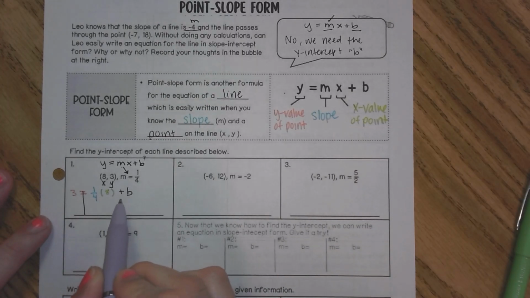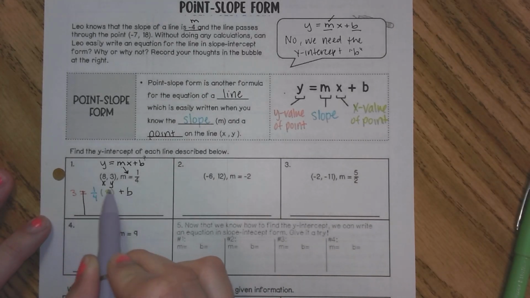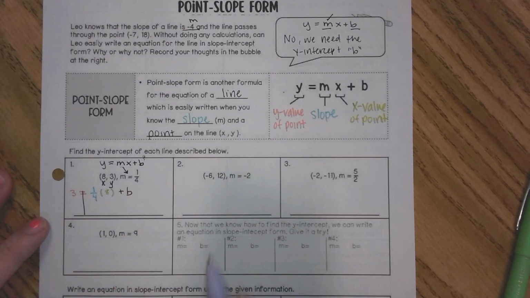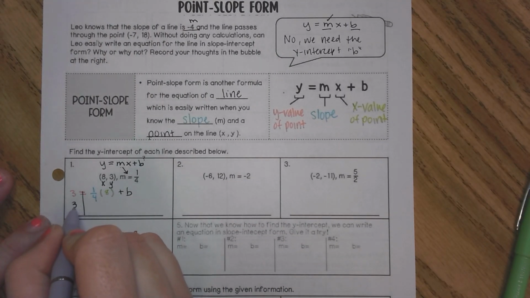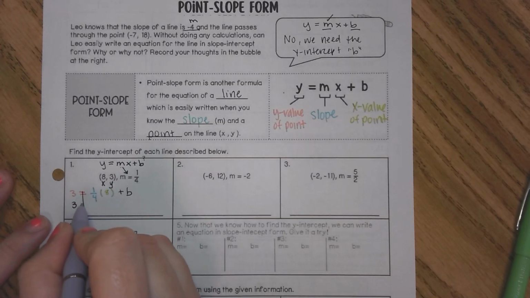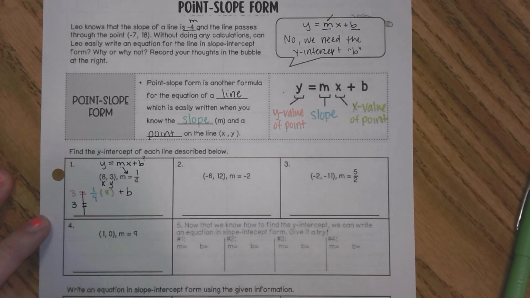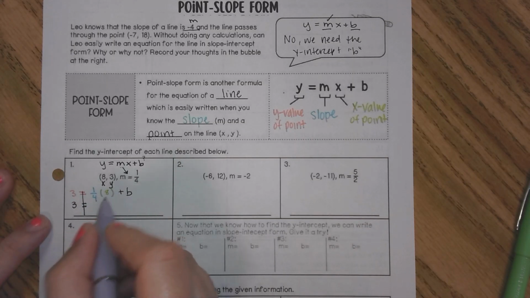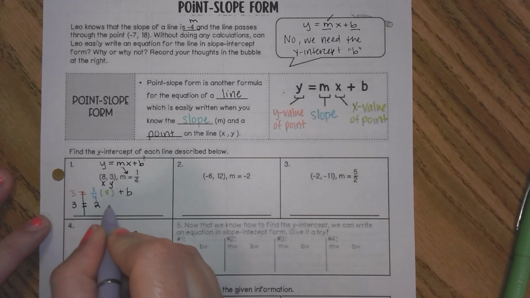So if we're solving for b, we need to move this out of the way. But before I try to move this, we're going to combine. We can do 1/4 times 8. So 3 is going to stay 3. Keep your equal sign on your line. And 1/4 times 8 is 2.